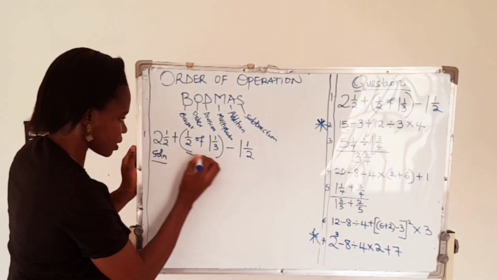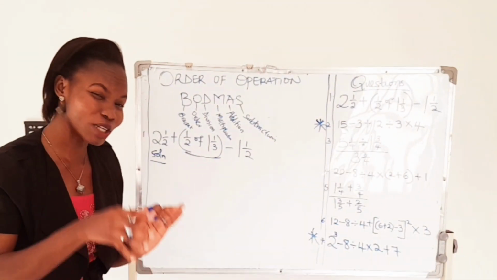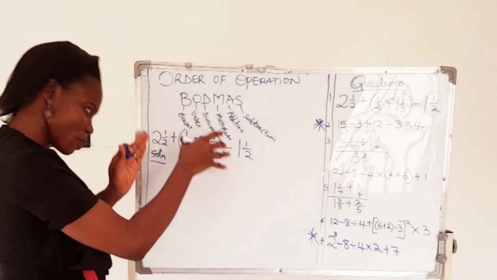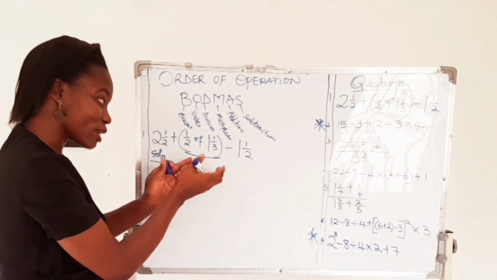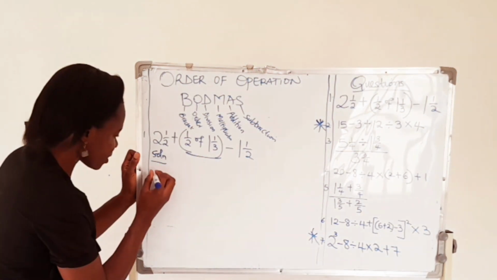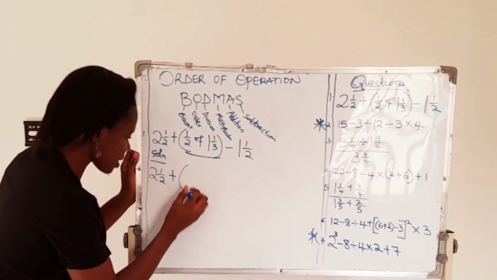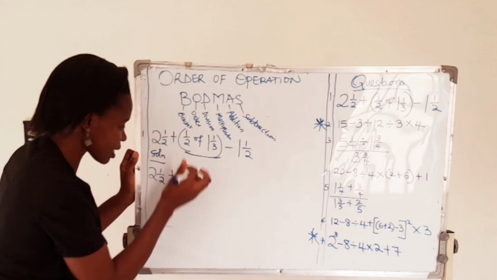So I start with this, solve this. Meanwhile, the method I want to teach you in this video is that we'll be bringing down everything while solving the particular one we are interested in solving at that time. I'll bring down this 2 whole number 1 over 2 plus the brackets. I will answer what I have inside of this bracket.